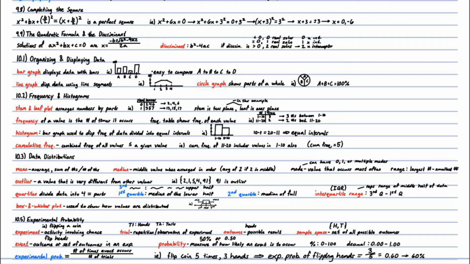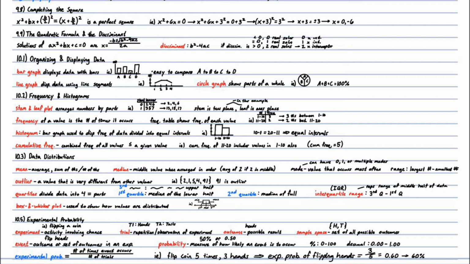Quartiles divide the data into 4 parts. The second quartile is the median of the entire data set. It splits the data in half. The first quartile is the median of the lower half. It splits the lower half in half. The third quartile is the median of the upper half. It splits the upper half in half, creating 4 parts. The interquartile range, or IQR, is the difference between the third quartile and the first quartile. It represents the range of the middle half of the data. A box and whiskers plot is used to show how the values are distributed by using quartiles.